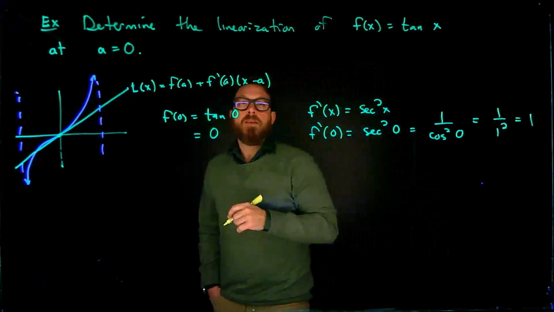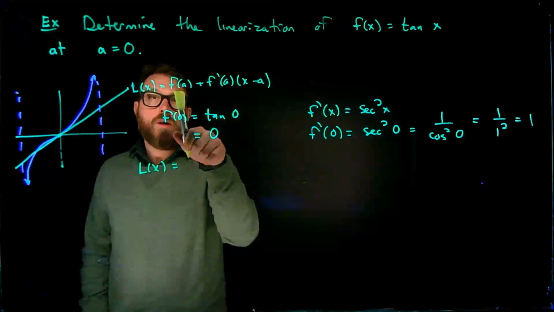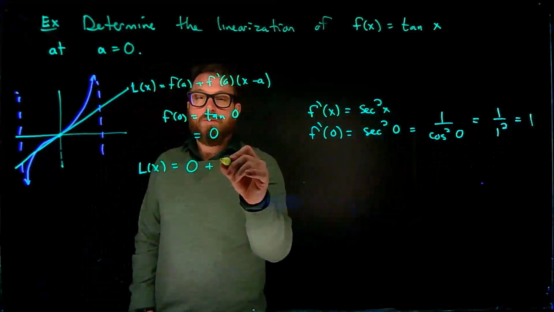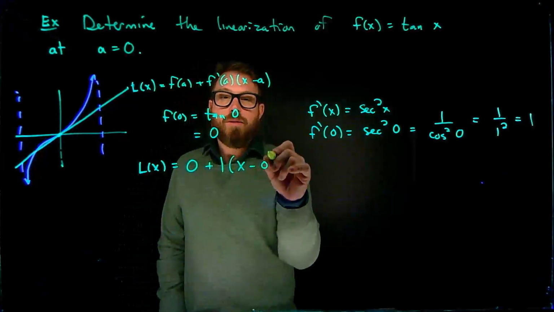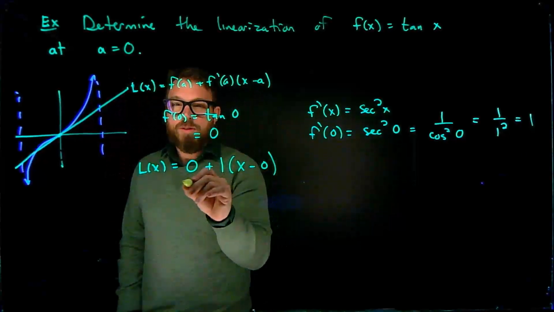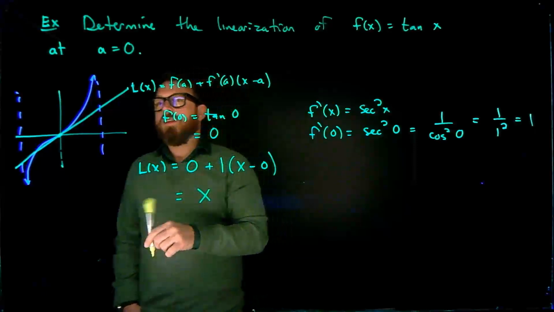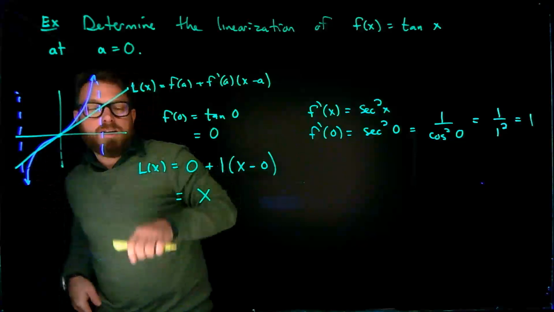So now I know that L of x is going to be equal to f of 0, which is 0, plus f prime of 0, which is equal to 1, multiplied by x minus 0, because that's what a is, x minus 0. So this just spits out the function x. So this is our linearization, which is just y is equal to x for that tangent function.